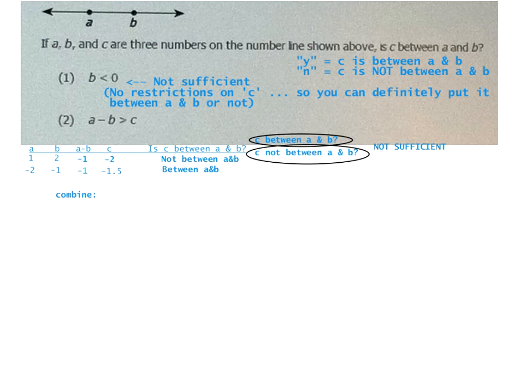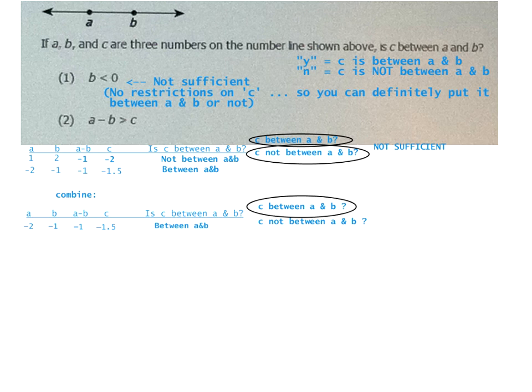So again, in the interest of being lazy, if you have cases that work, then you should keep them. So we can't keep the top case, but we can keep the bottom case, because that has both statements satisfied. B is less than 0, and A minus B is indeed less than C. So, and then let's put our goals, because we have the same two goals again. C is between A and B, question mark. And C not between A and B, question mark. So we just got it to be between them.